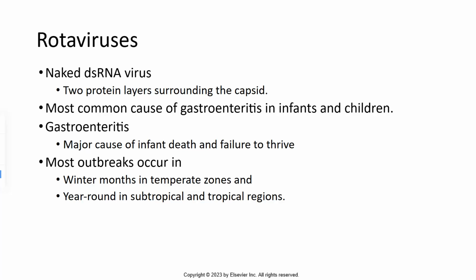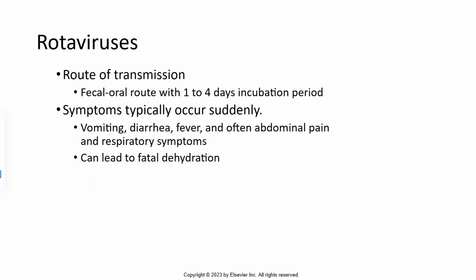Most outbreaks occur in winter months in temperate zones and year-round in subtropical and tropical regions. Route of transmission: fecal-oral route. Incubation period: 1 to 4 days. Symptoms typically occur suddenly: vomiting, diarrhea, fever, often abdominal pain, and respiratory symptoms, which can lead to fatal dehydration.